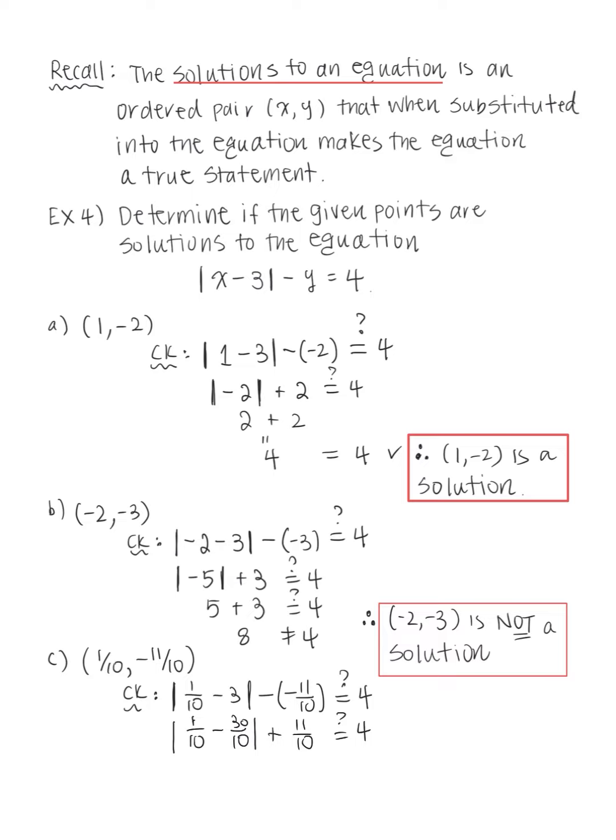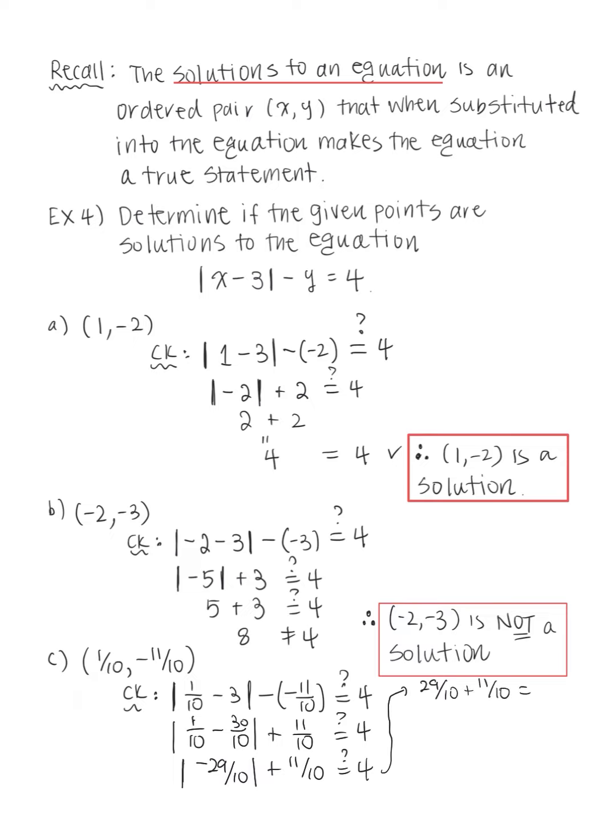Okay, so now what is 1 over 10 minus 30 over 10? That's the same thing as 1 minus 30 all over 10. So that will be the absolute value of negative 29 over 10, and then plus 11 over 10. Now the question is, is that going to equal 4? And I'm completely running out of room. That's great. So I'm just going to go on this side. So now what? The absolute value of negative 29 over 10 just becomes 29 over 10, and then plus 11 over 10.